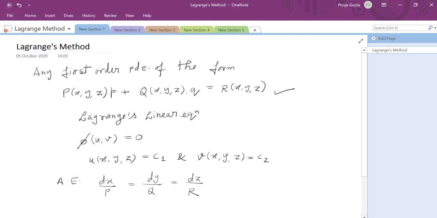So basically, to solve this Lagrange linear equation, we will have to write this auxiliary equation and solve this. After solving, we will get c1 and c2, and then we can write the solution phi of u, v is equal to 0. Okay, so let's see one example.